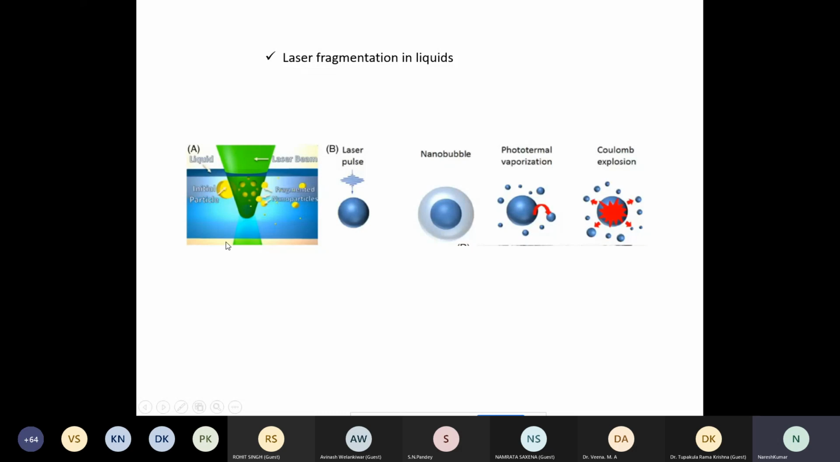So what you do is, instead of taking a bulk target, you take, let's say, some particles of higher size or some morphology, and they are dispersed in the liquid. You shine the laser beam on it. With the interaction with the laser beam, these particles will fragment, and you will have photothermal vaporization, Coulomb explosion, and finally you will be getting particles of different morphology coming inside the liquid. So this is one important way.